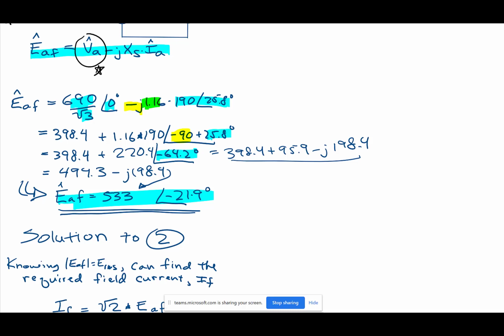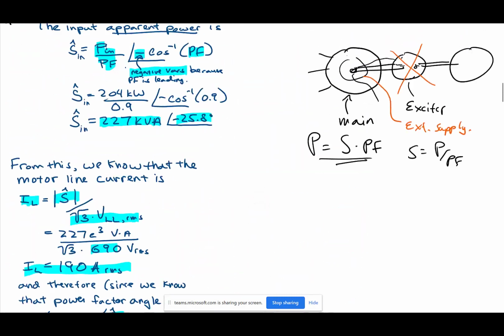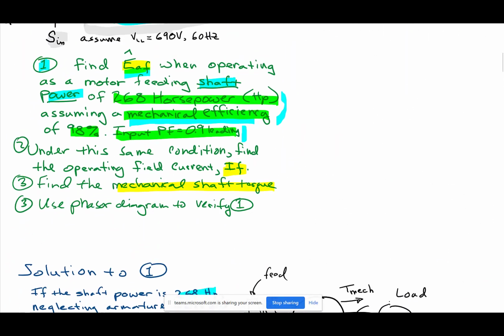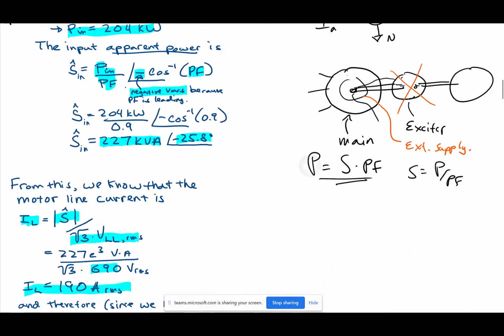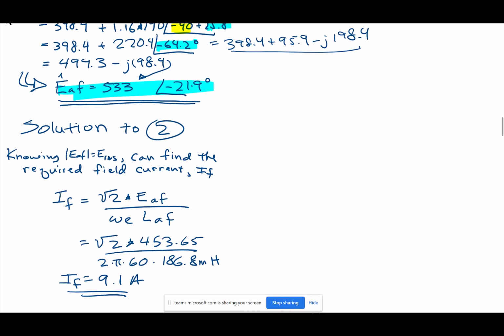All right. So we found it. This is how you do it. Now, number 2 was what? Second thing is, for this condition, we're going to find the field current. So we did a no-load test on this, and there was a field current, but obviously the field current has to change when we put this thing under load to get the outcome that we want. So what we're going to do is apply this equation.